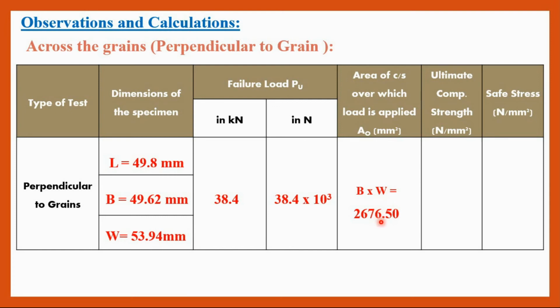So I got it as 2676.5 mm square, and the ultimate compressive strength in Newton per mm square is given by the maximum load divided by the cross-sectional area. I got it as 14.34 Newton per mm square, and if I consider the factor of safety as 3, the safe stress will be 4.78 Newton per mm square.